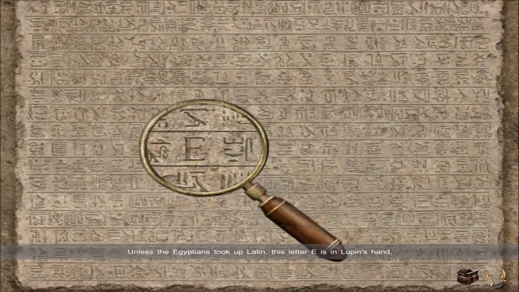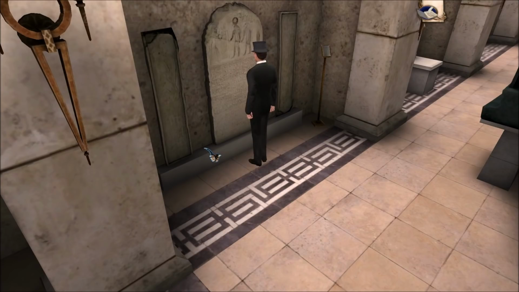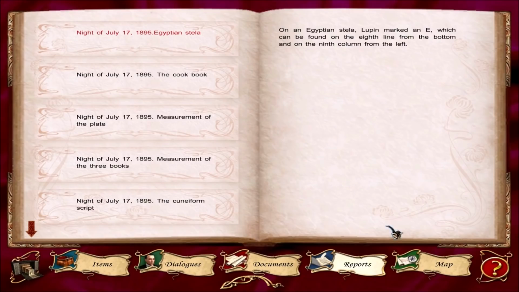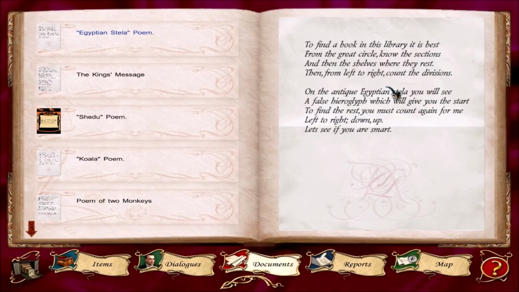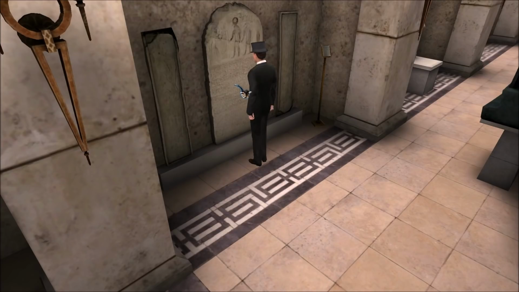Okay, so it's time to look for the Egyptians' letter. Unless the Latin letter E is in Lupin's hand. Lupin, why would you deface something beautiful like that? Okay, you'll find an E. To the rest you must count again for me, left to right, down to up. Let's see if you are smart.